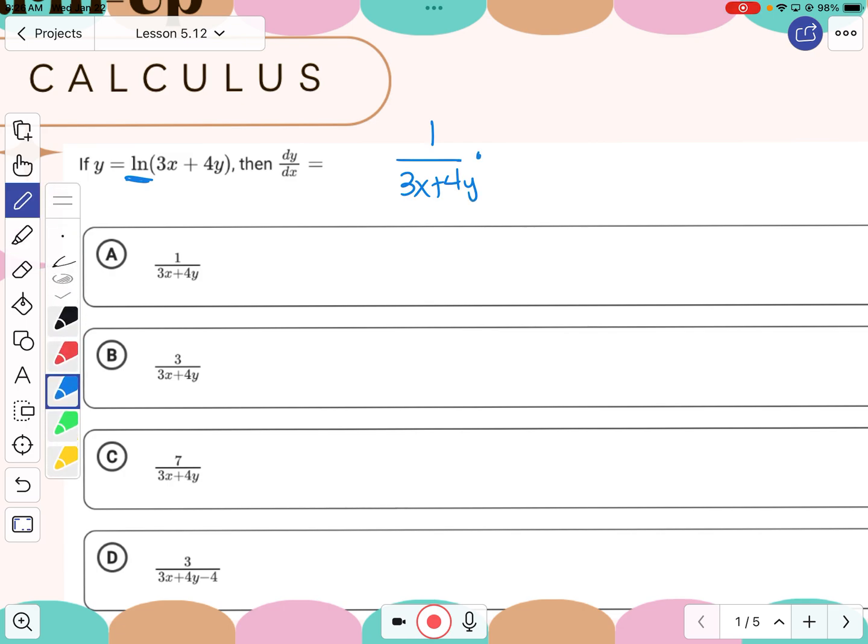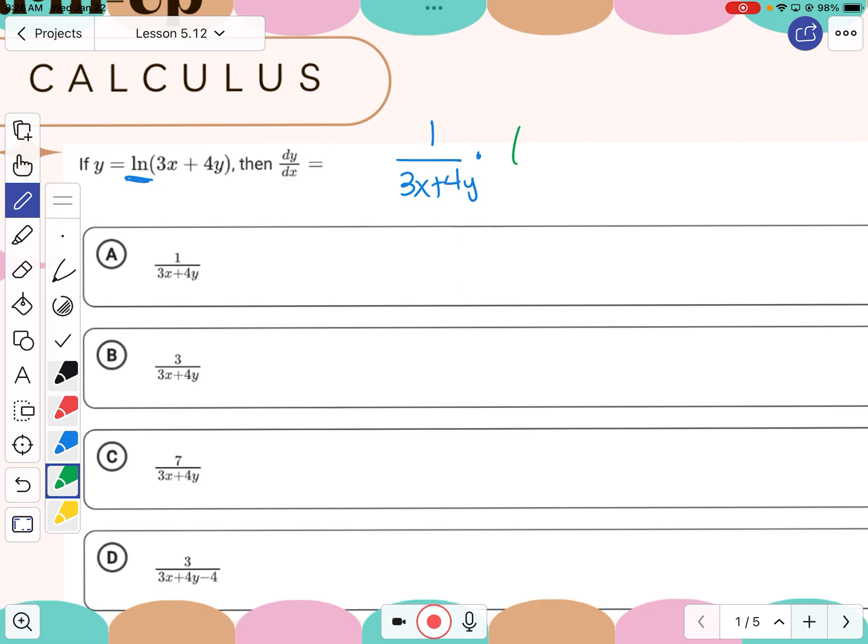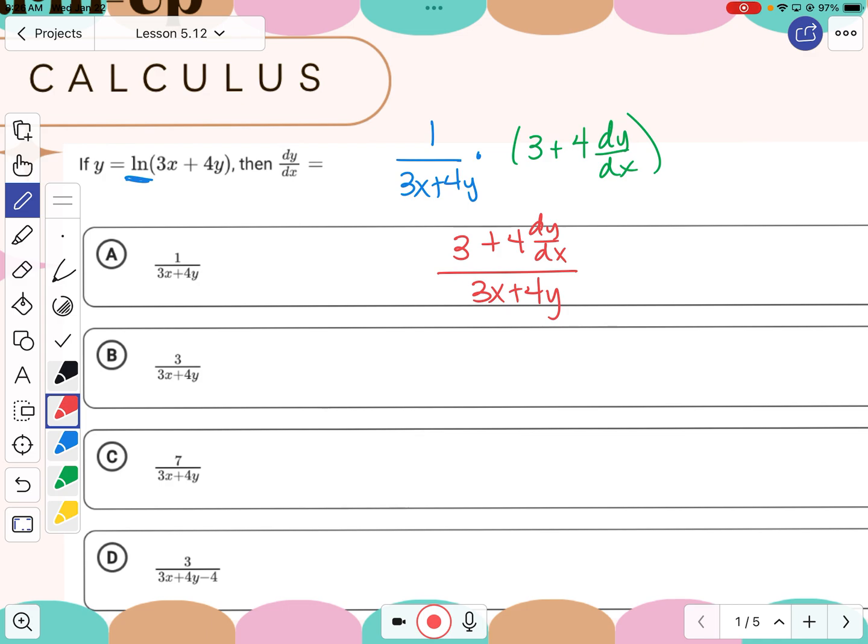And so if we look at the derivative of the inside, the derivative of 3x would just be 3, plus 4 dy/dx. So that's going to leave me with 3 plus 4 dy/dx over 3x plus 4y. Now we've got to get that dy/dx over, right? Because the derivative of y would be dy/dx. Thoughts?